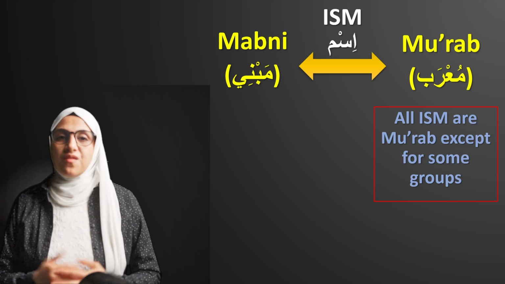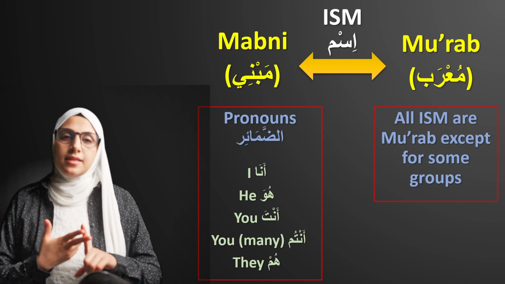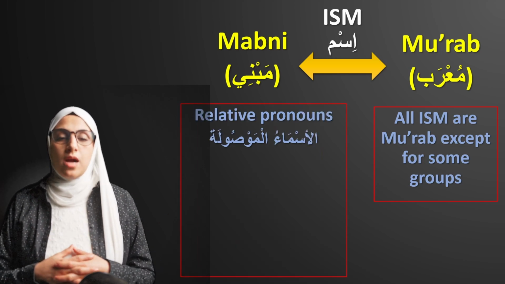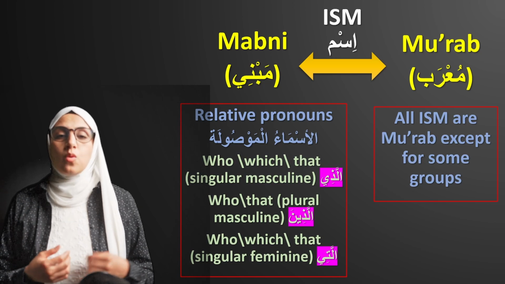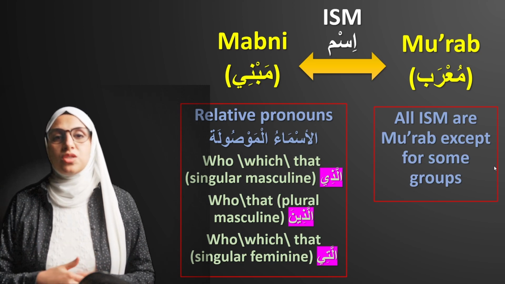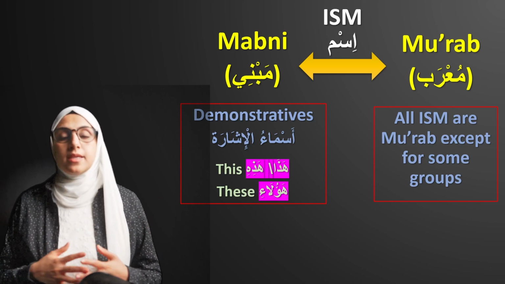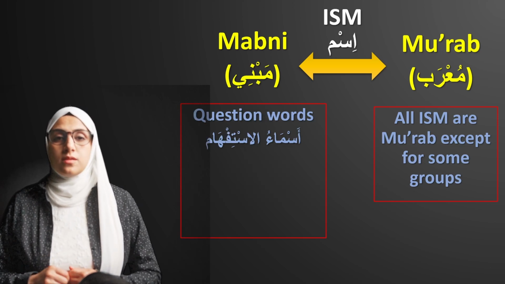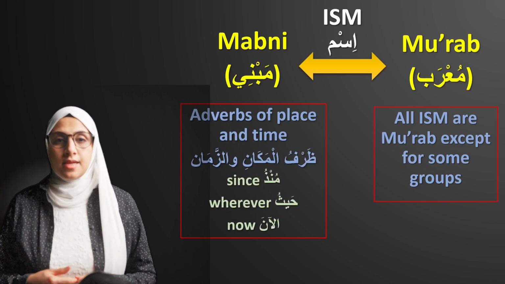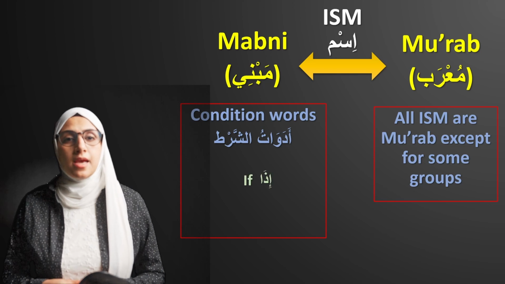What are these groups? For example, الضمائر, the pronouns, like أنا, I, هو, he, أنت, you for a man, أنتم, you for a group, هم, they, and الأسماء الموصولة, the relative pronouns, like الذي, who or that or which for singular masculine, الذين, who or that for plural, التي, who or that or which for feminine singular, and أسماء الإشارة, the demonstratives like هذا, هذه, this, هؤلاء, these, and أسماء الاستفهام, the question words like أين, كيف, متى, and some adverbs that show place and time like the word منذ, since, and the word حيث, wherever, and the word الآن, now, and some condition words like إذا, if.